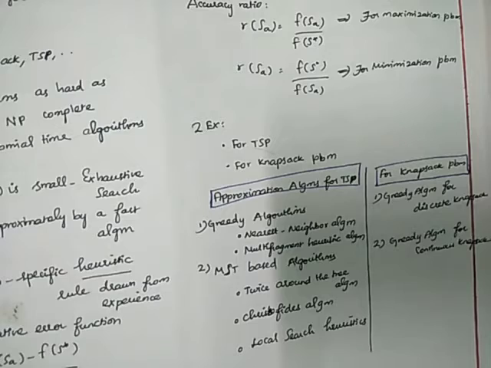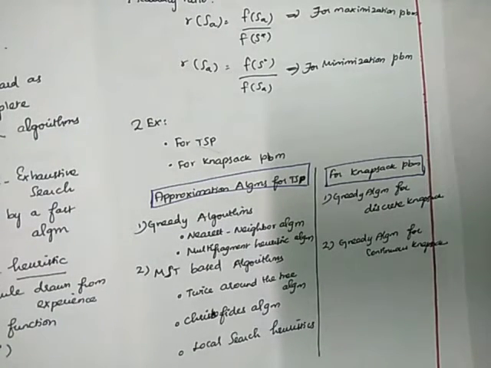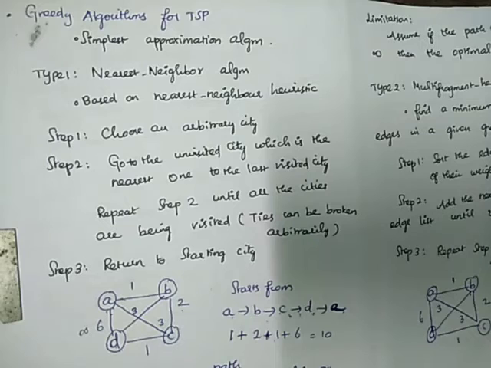For the traveling salesperson problem, we have a list of algorithms. There are two types: greedy algorithms, whose subdivisions are the nearest neighbor algorithm and the multi-fragment heuristic algorithm. The second category is MST-based algorithms, that is, minimum spanning tree based algorithms. There are three categories: twice-around-the-tree algorithm, Christofides algorithm, and local search heuristics. And for the knapsack problem, we have two types of algorithm: one for discrete knapsack, and the second for continuous knapsack. Let's see the algorithms in detail.